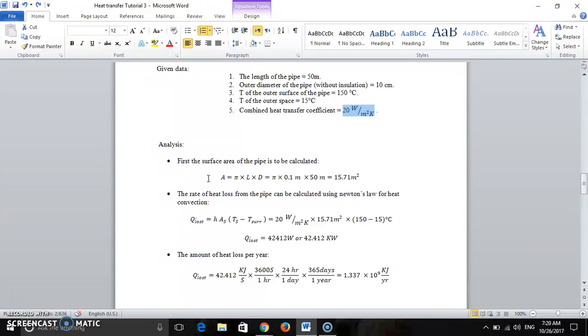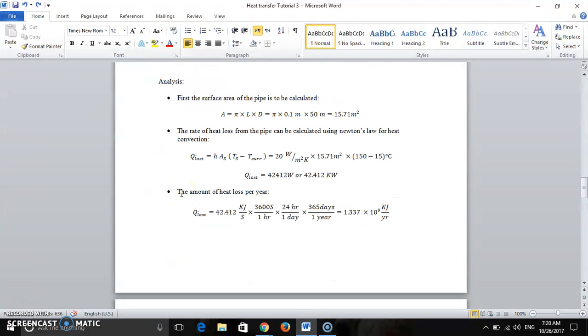So we start with solving the problem. First of all, we need to calculate the surface area of the pipe. This is the formula: pi multiplied by the length, given to be 50 meter, and multiplied by the diameter. The diameter is given to be 10 centimeter, but here we convert it to meter, so we divide by 100. If we do the math, the surface area of the pipe is 15.71 meters square.